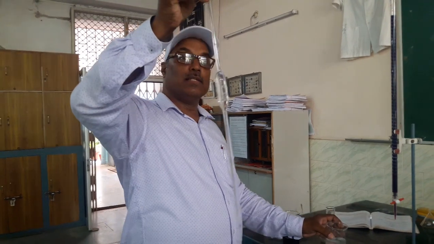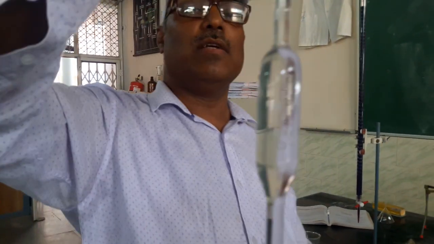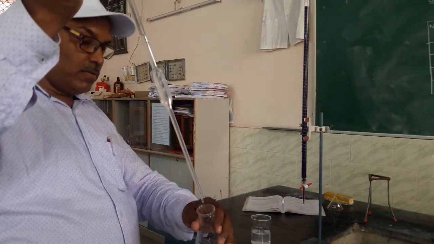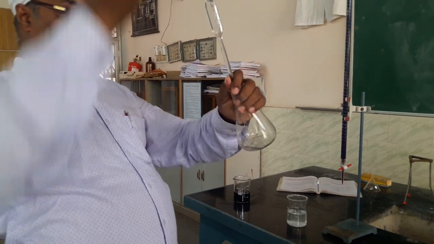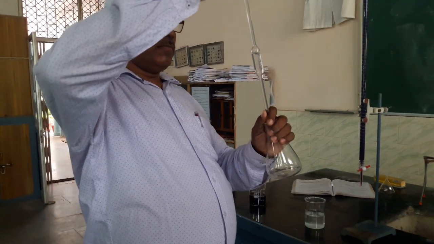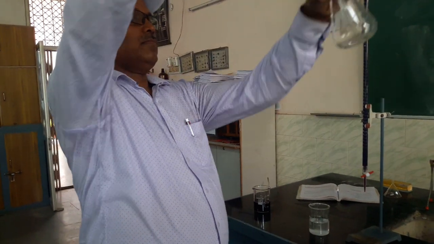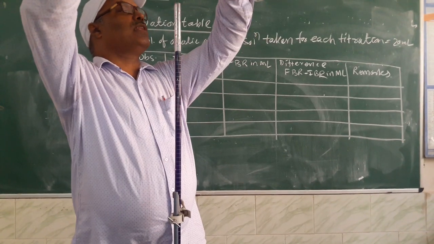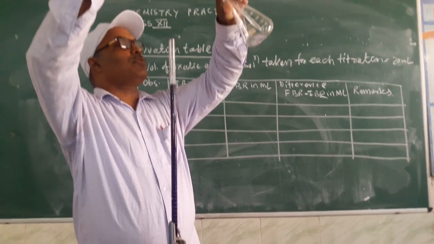You see, the line is just above the mark. Okay, it is on this mark, that is 20 ml taken. Now some drop is still there. We have to just strike it 3 times.